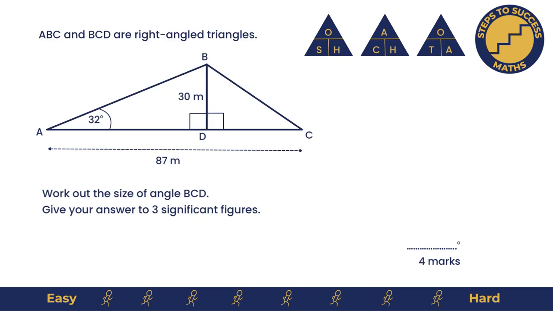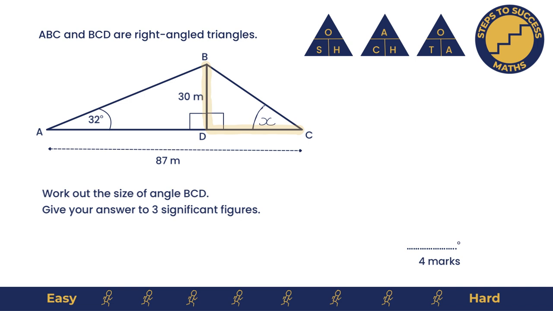ABC and BCD are right-angled triangles. Work out the size of angle BCD. Give your answer to 3 significant figures. Which is angle BCD? This one here, yes, follow it round. Let's call it X. Now we work well with right-angled triangles. We know one of the lengths in it is 30, and we could do with finding out what this length here, D to C, is.